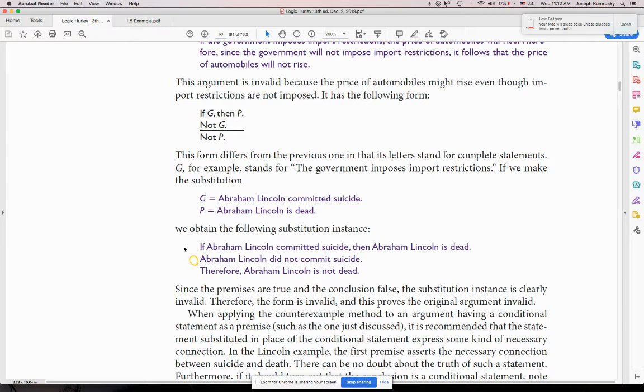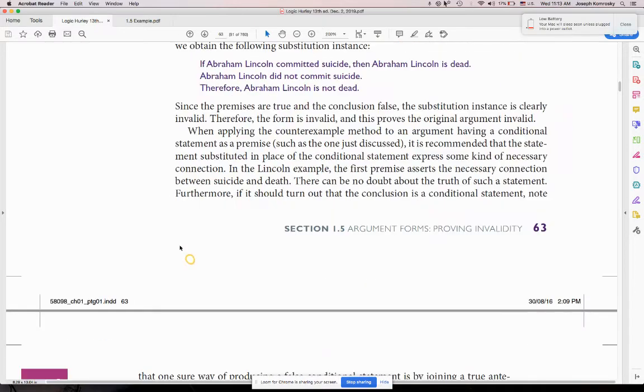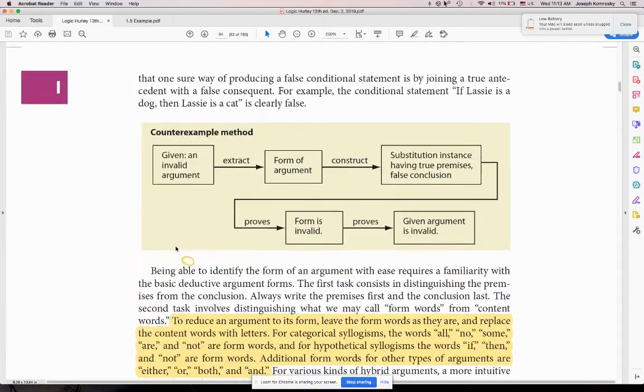Think about it for a second. These two are true. This is false. Yes, the whole thing's invalid. So he says, that's it. That's all I want you to do in this section: take an example, strip it down to its basic form, substitute in things that you know about, then substitute that language in. And if you have two true premises and a false conclusion, you know that the thing's invalid. Okay, that was a lot of me unpacking.